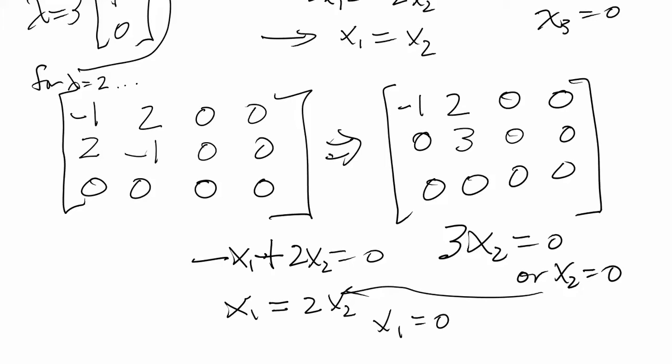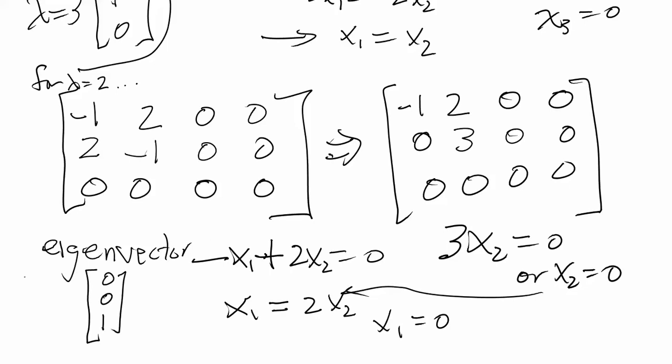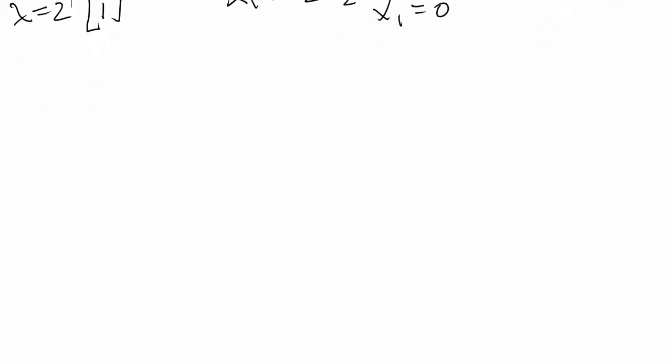Now, do we have any information about x3? No. So in fact, x3 is arbitrary. The other two values are 0. So our eigenvector is 0, 0, 1 for the eigenvalue of 2. So we have 2 of the eigenvectors. We have only to find the third one, and now we'll begin looking for it.